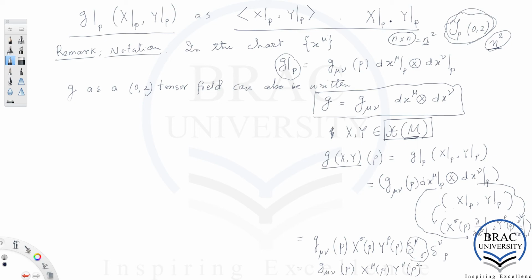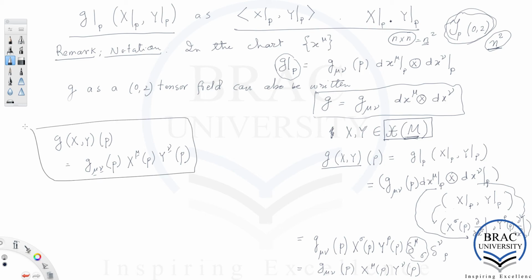So we have just seen that this number g of x comma y at p is nothing but g mu nu at p, x mu at p, and y nu at p. It's a number, right? See that mu is contracted against this mu, and nu is contracted against this nu, and according to physicists, this is a number. Good. All right.